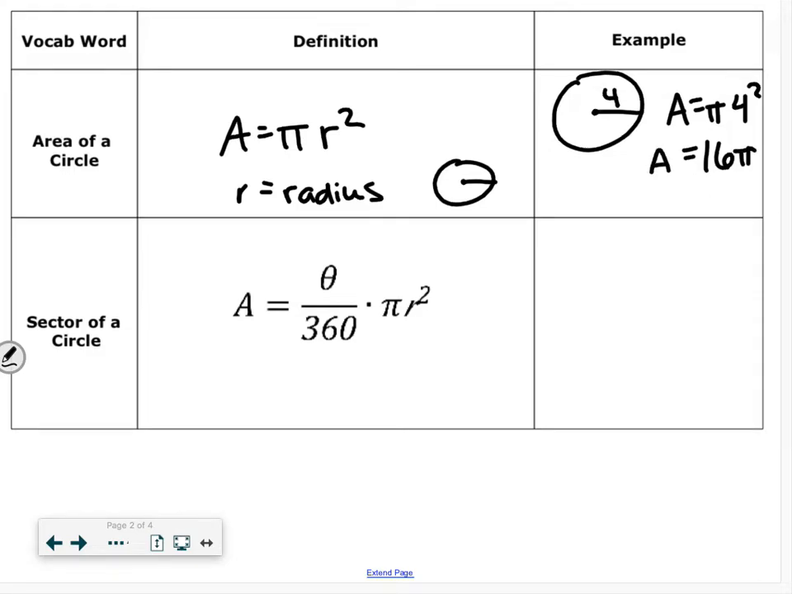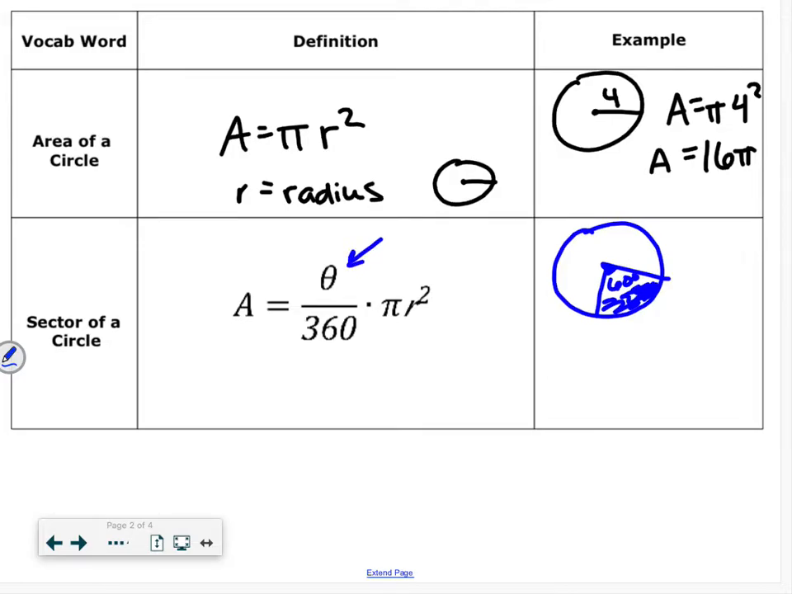A sector is simply part of a circle. So if we have a circle here, and let's say we have a sector with a 60-degree central angle, and we wanted to find the area of this piece of the pie, or that sector right there. What we would do is we would take area equals theta over 360.